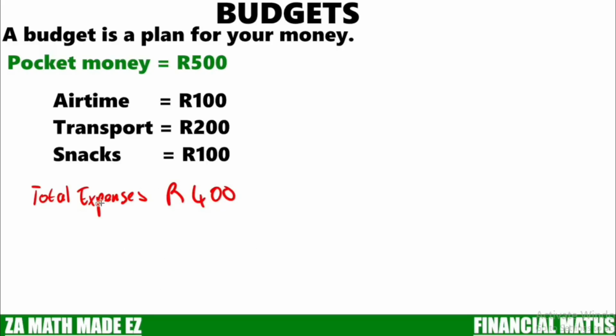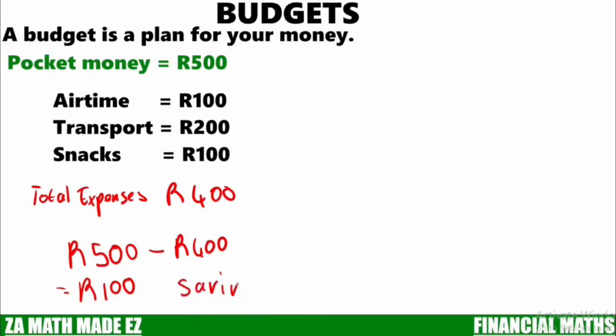So then, how much money do you then have left? So you take 500 Rand, which is your initial pocket money, and then you minus your total expenses, and then you would have 100 Rand left. This leftover money can be considered your savings or just your extra money.